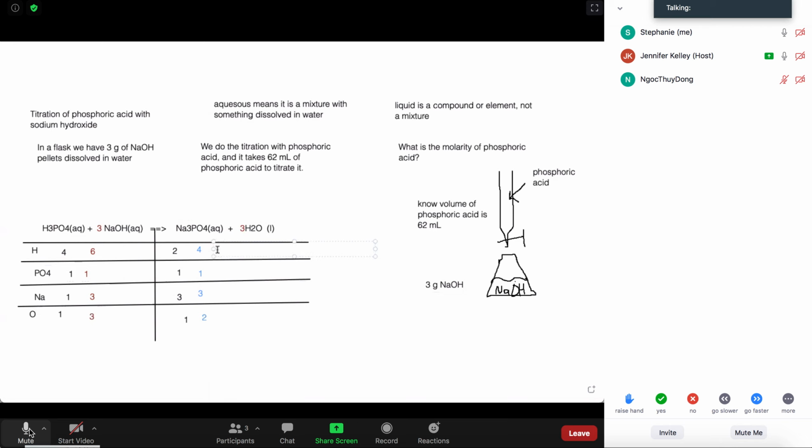So then we have on this side 6 hydrogen and 1 phosphate and 3 sodium and 3 oxygen. So now the whole thing is balanced. So I could have started at sodium or hydrogen or phosphate. I could even have started at oxygen. And we'll eventually get to the right point.